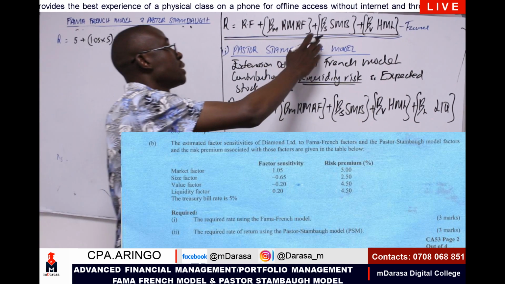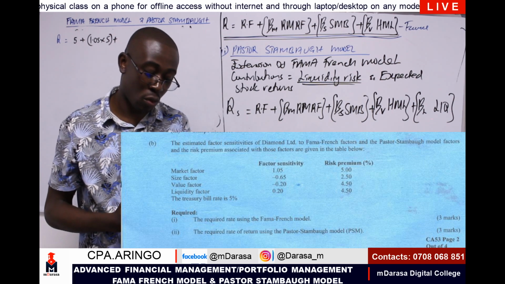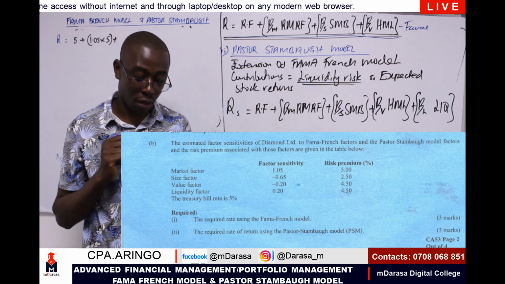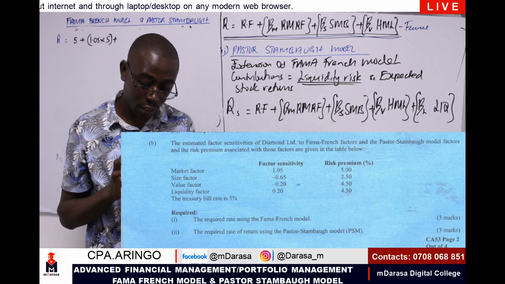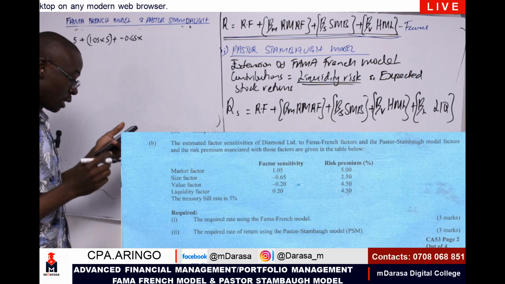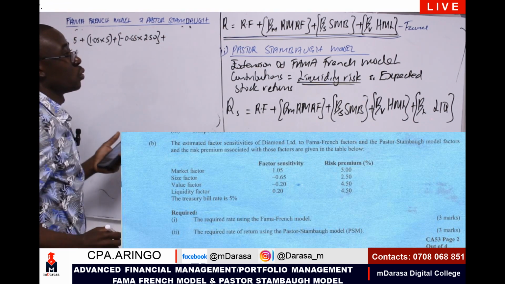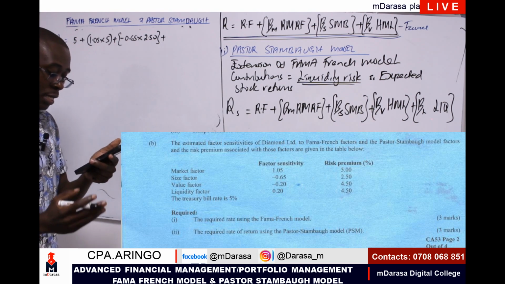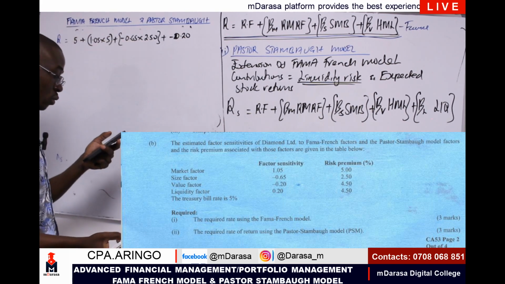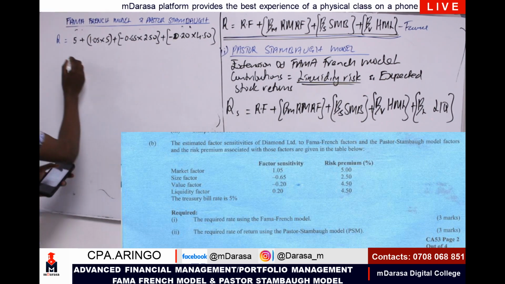We add the beta of the size factor, and the risk premium of the size factor. I can clearly see I was given the beta to be negative 0.65. Look at the size factor. I'm given minus 0.65. We multiply by the risk premium, which was given as 2.50. Then we add the beta of the value factor, which was given as negative 0.20. We multiply by the premium, which was given as 4.50. As simple as that.